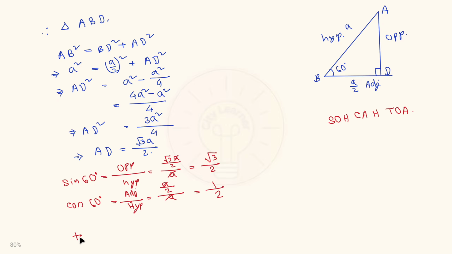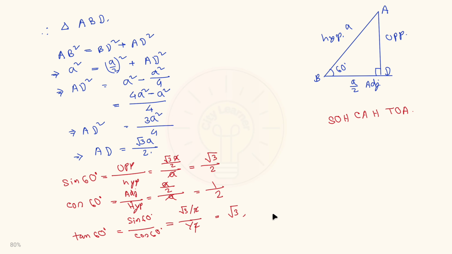Tan 60 degree is equal to sin 60 degree by cos 60 degree. Sin 60 degree is root 3 by 2, and cos 60 degree is half. The 2 cancel, it will be root 3. Tan 60 degree is equal to root 3.